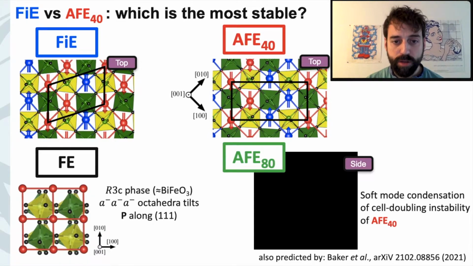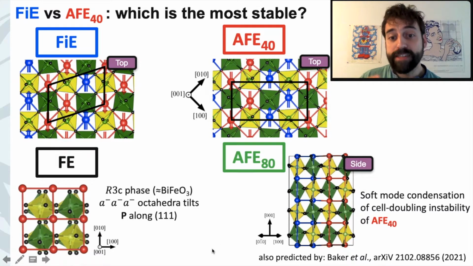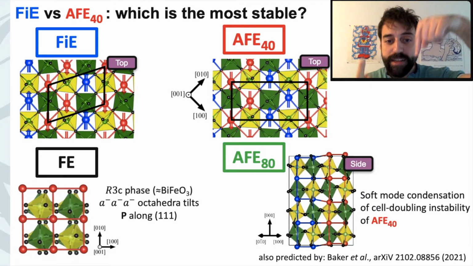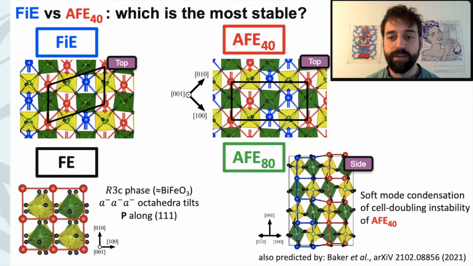The one here on the bottom right, which we call AFE80, corresponds to the condensation of a small instability that we found in the AFE40 phase, which I will now play for you. This cell-doubling instability involves the antipolar displacements of the lead atoms along the Z direction and some minor distortions of the oxygen octahedral tilt pattern. Let me note that although we found this structure independently, this phase was predicted by Baker and collaborators while we were running the calculations.